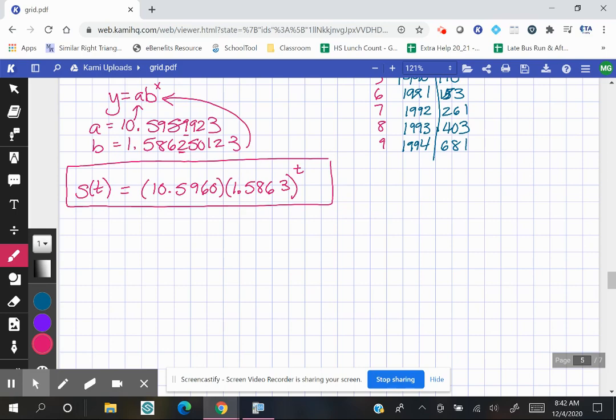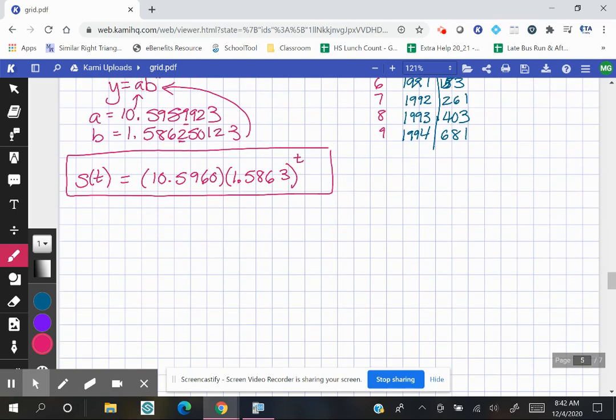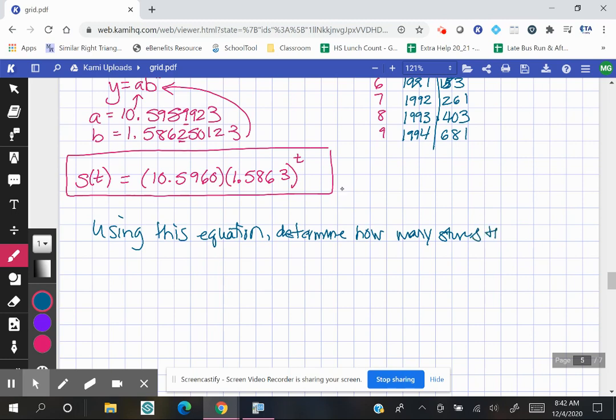All right, and then there's a second part to this question. Using this equation, so when it says that, it means you can use those rounded values. You don't have to use the really long decimals. So using this equation, determine how many stores the chain opened in 1996, round to the nearest integer.